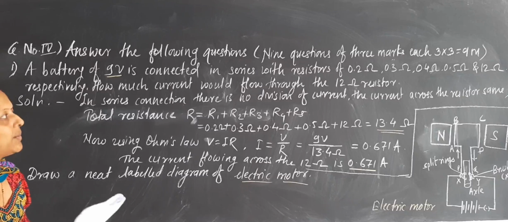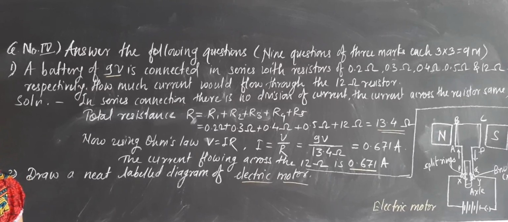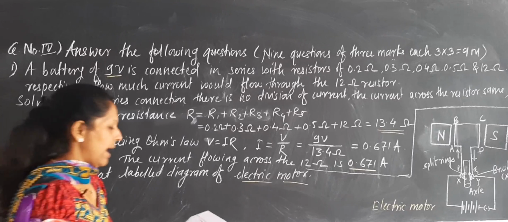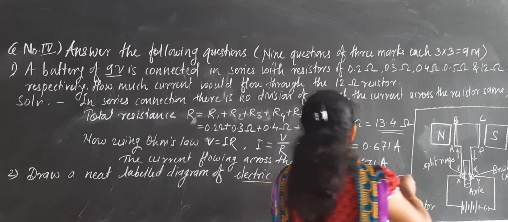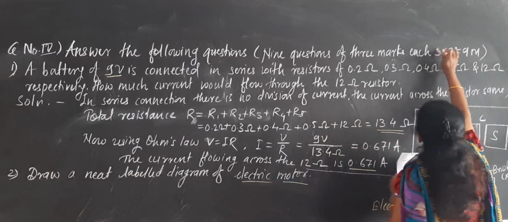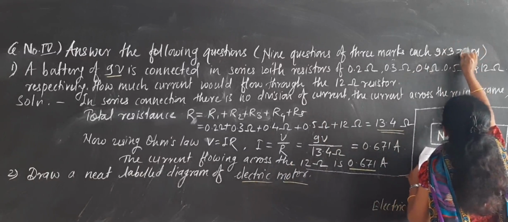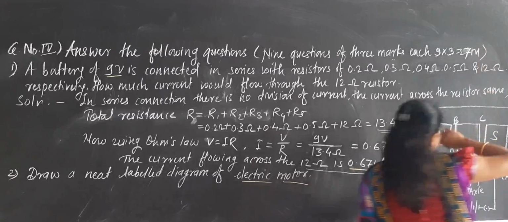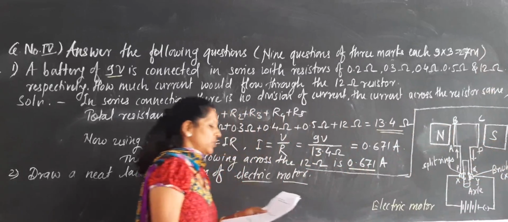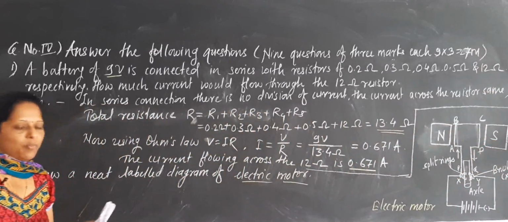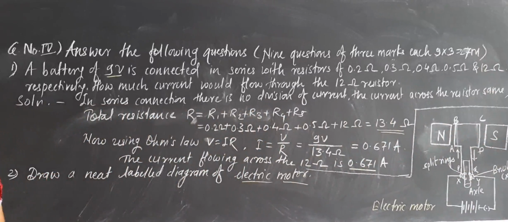So here, answer the following question. There are totally 9 questions going to be asked here, and that is question number 4. A total of 9 questions, and the total marks for that question are 27 marks. Question 3 has a total of 8 questions, 2 marks each. Here there are a total of 9 questions for 3 marks each.